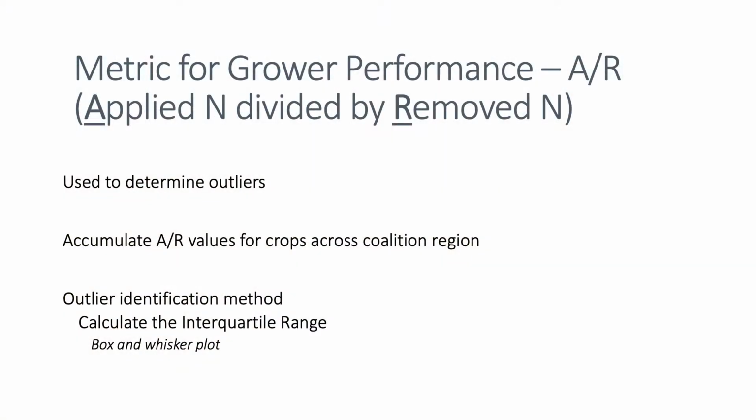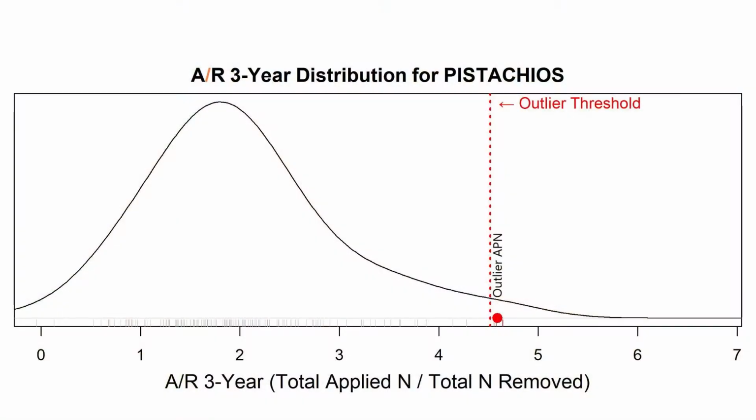So the A over R, or the applied over removed, is really considered a metric for grower performance. It's used to determine the outliers, as I mentioned earlier. Those numbers compared over a 3-year period are averaged out to determine whether a field is considered an outlier. So as you saw in that earlier graph, we accumulate or average all the A over R's for all growers in a region for the same crop.